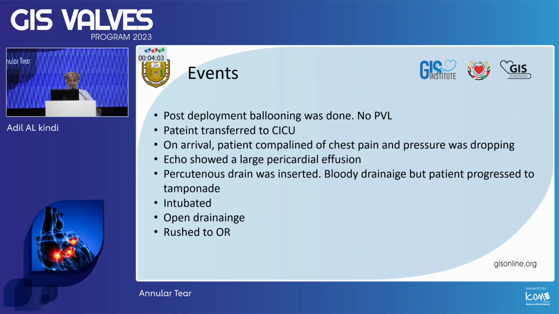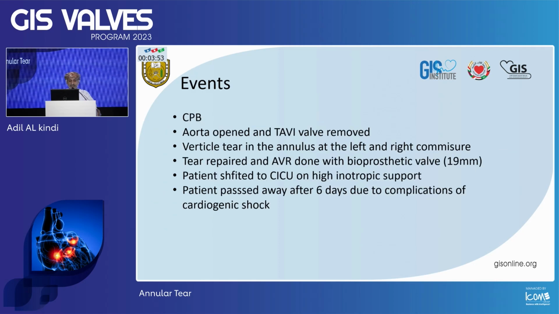A few minutes after arrival, she had severe chest pain. Echo showed pericardial effusion. We did a percutaneous drain, intubated, but it continued to bleed, and she became unstable. We rushed her to the operating room, and she was converted to an open cardiac case where we had to replace the aortic valve.